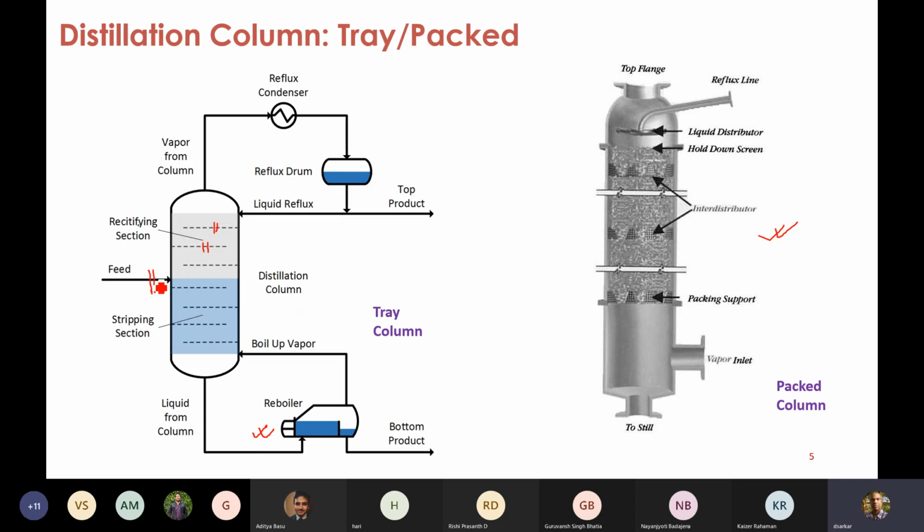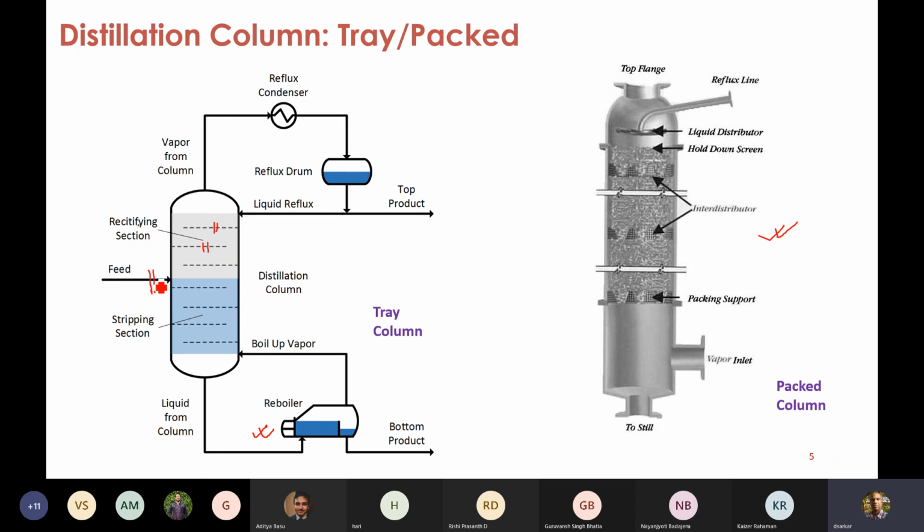The feed may be of different types, right? Feed may be a liquid stream. It may be partially vaporized. It may be saturated liquid, and so on and so forth. Let us consider the feed is just a liquid mixture. Okay, a binary liquid mixture, maybe unsaturated. So when the feed enters the distillation column, it's a liquid mixture.